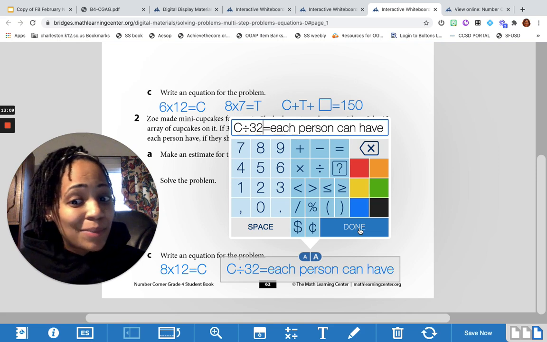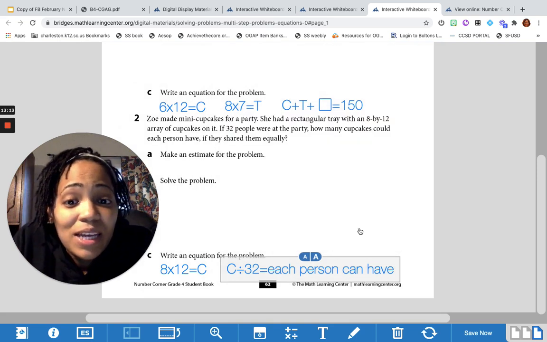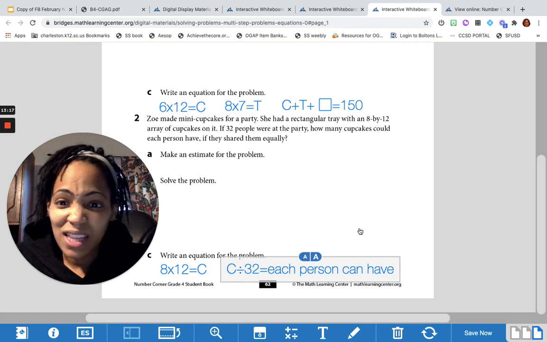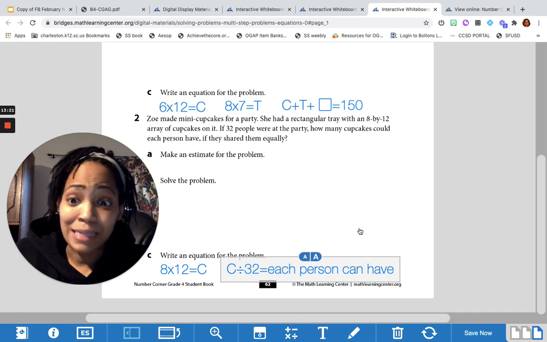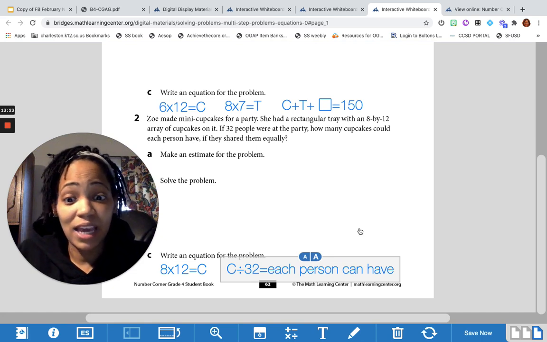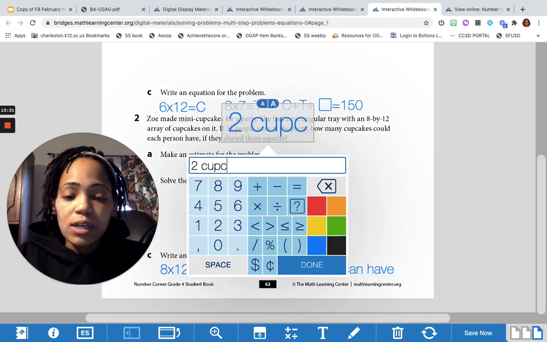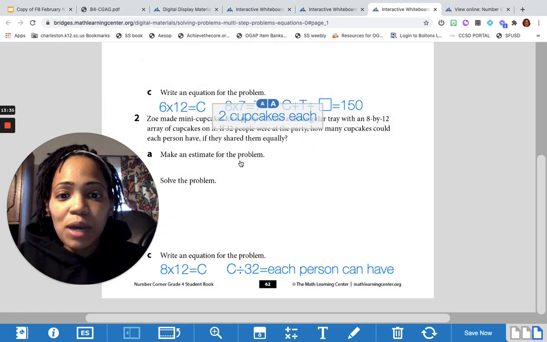Okay? You see how I figured that out the more I thought about it? Well, let's estimate. If I have 80 and I'm sharing with 32 people, we estimate each person should be able to get probably not 3, because 3 times 30 is 90. And that would be more than the 80 that we have estimating here. Okay, so maybe 2. 2 cupcakes each.